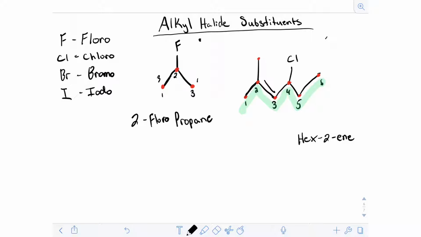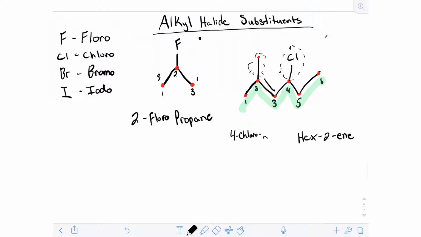And then we're going to look at our methyl group here and our chlorine group. Again, those go in alphabetical order. So we know that it'll be 4-chloro-2-methylhex-2-ene. So got that down.